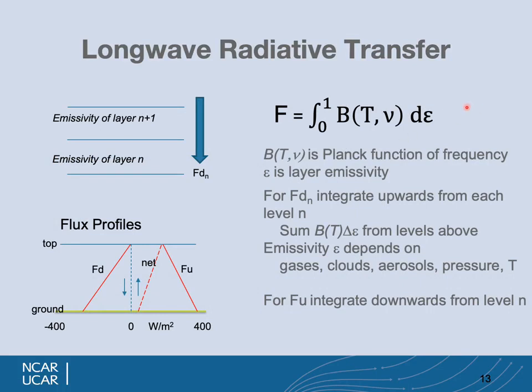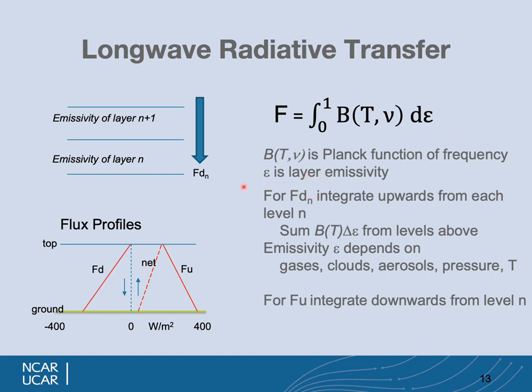As mentioned, to compute the radiative transfer, we need the flux in each layer. So the flux is given by an integral of B, which is a function of temperature and frequency, over d epsilon, which is the emissivity. This is turned into physical space integration in the model.